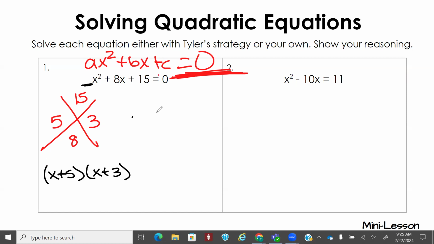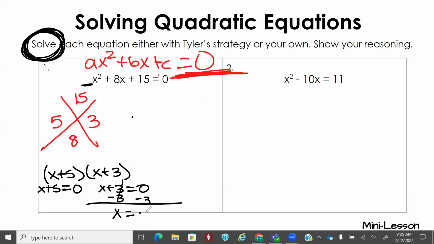Then you do the slip and slide, or you do the box method. Now, it said solve. So we're going to take each one of these and set it equal to 0 and solve. So we're going to take x plus 3 equal to 0, x plus 5 equal to 0. And now we want x by itself, so we're going to subtract 3 and subtract 5. And here are my two solutions.